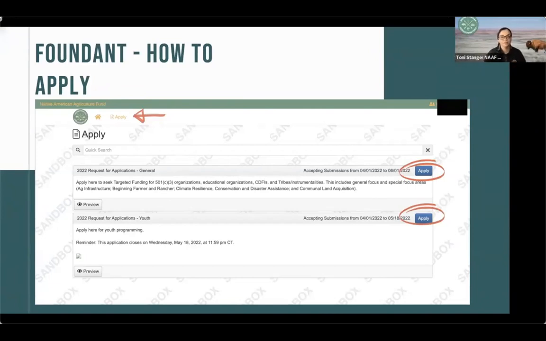But this particular RFA will state specifically 2022 general, and that's what you'll click to apply to. And again, both the youth and the general, you need to apply for separately. So you will go through the process of clicking apply to the general or the youth. Again, youth closes early, so try to get the application in sooner.